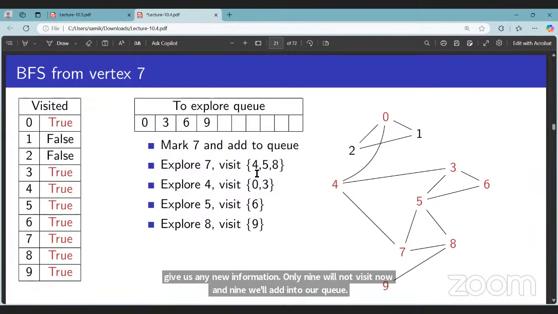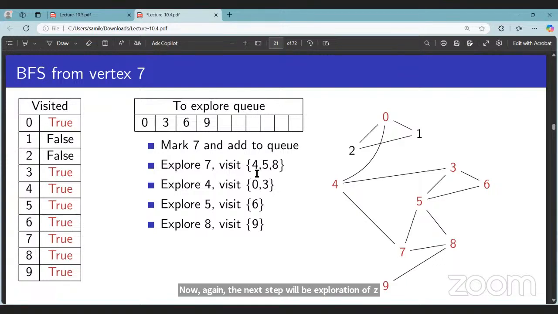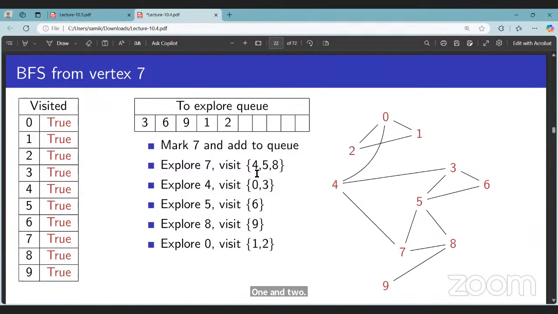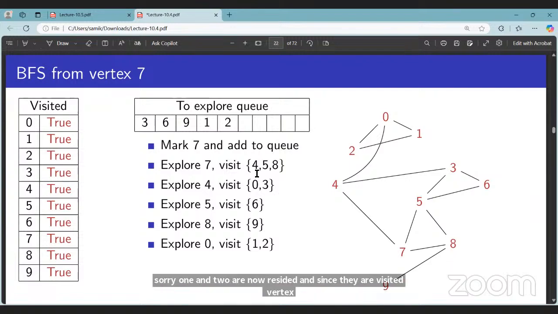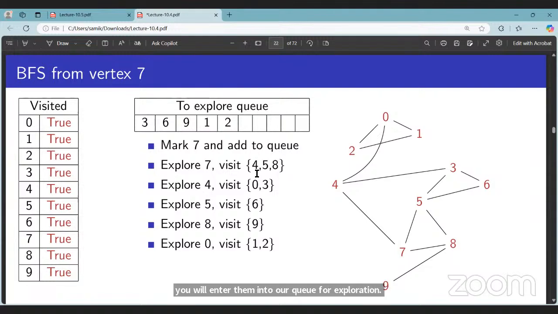Now again, the next step will be exploration of 0. Which vertex will we visit when we explore 0? 1 and 2. Correct, because they are the neighbors of 0. So the exploration of 0 will give us that 1 and 2 are now visited. And since they are visited vertices, we will enter them into our queue for exploration. Again, we can write 1 and 2 or 2 and 1, depending on our convention. Since 1 is smallest, that's why we write 1 and 2.